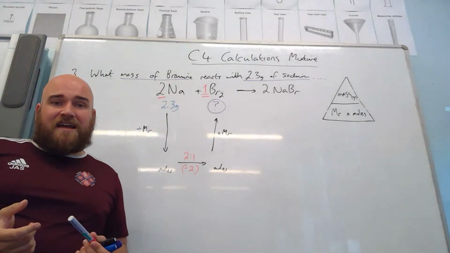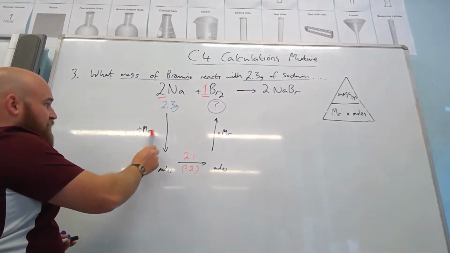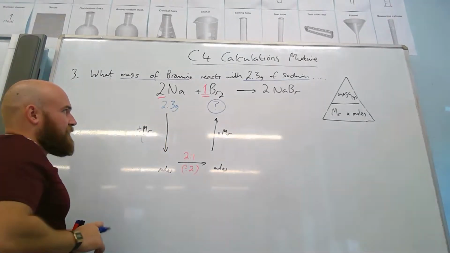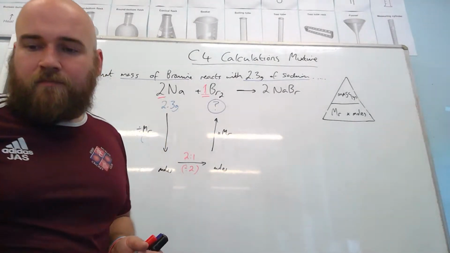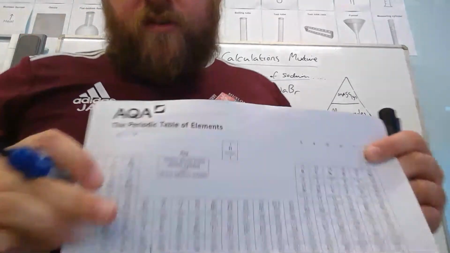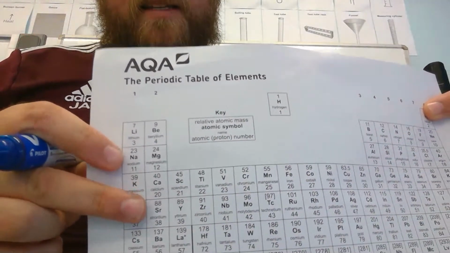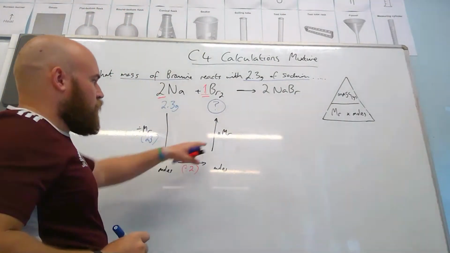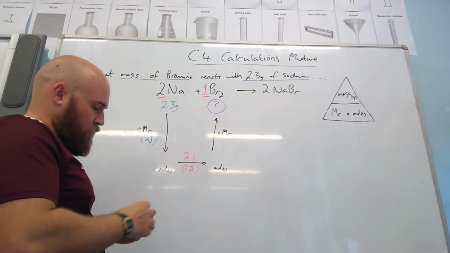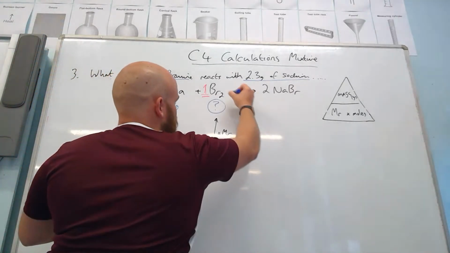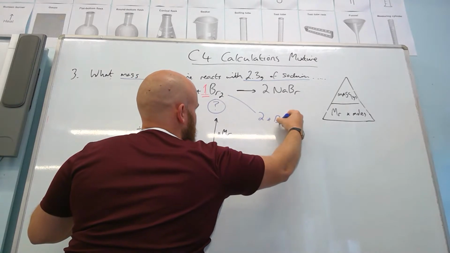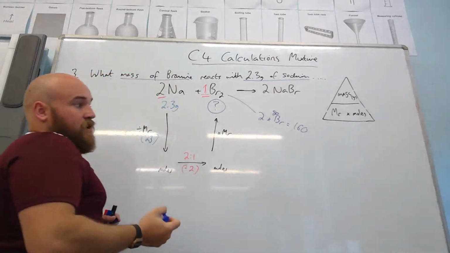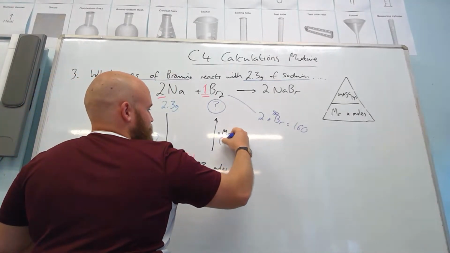And before I start doing any calculations, I'm going to work out the Mrs of these 2 things. So what is the Mr of sodium? Well, again, sodium is an element on the periodic table. So I'm going to have a look. What does a sodium weigh? It has a mass of 23. So that's 23. And then what is the Mr of Br2? Well, Br2 is just 2 lots of bromine, and each bromine has a mass of 80. So the Mr is 160.